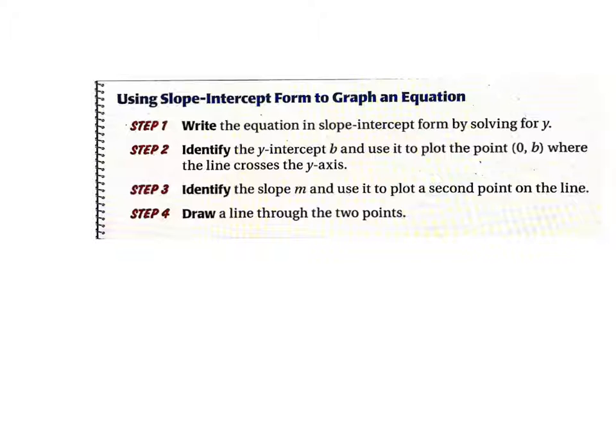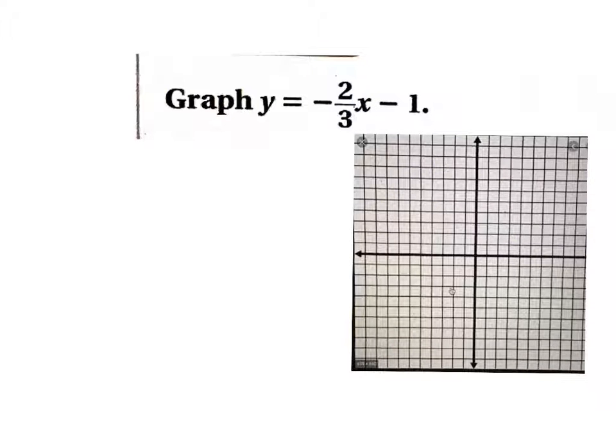Okay, I'm going to show you like 3 ways to graph today. The first one's slope-intercept form to graph an equation, and this is the kind you're probably most familiar with. Slope-intercept form means you solve for y. You get y isolated by itself. You identify the y-intercept, which is b. You just put that point on the y-axis. Then you find the slope m, and then you use rise over run to find the second point. It only takes 2 points to make a line, so you just draw the line through the 2 points, and you got it. We're going to try one like that right here.